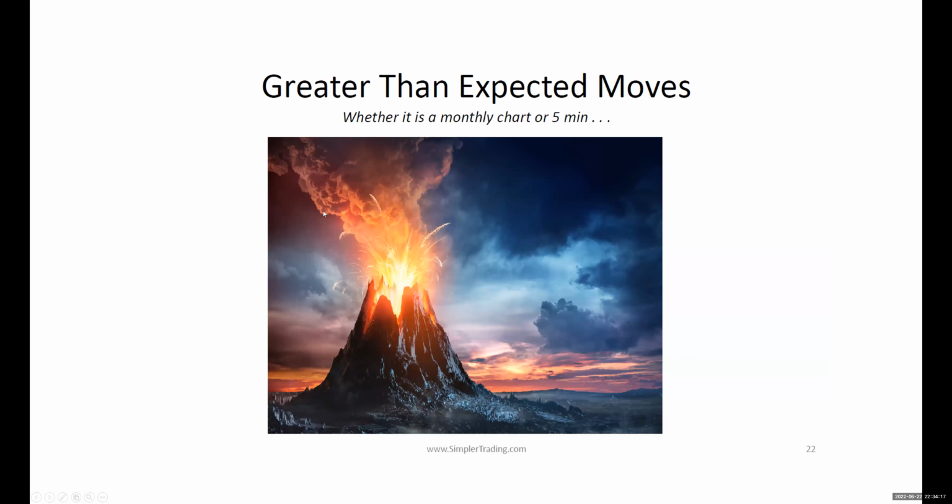So what is the idea behind the squeeze? When the market makers are pricing in options moves, they are pricing in what the expected move is. The squeeze basically looks for a greater than expected move. It could be a monthly chart, a 5-minute chart, or a 1-minute chart. The squeeze will appear on any time frame.